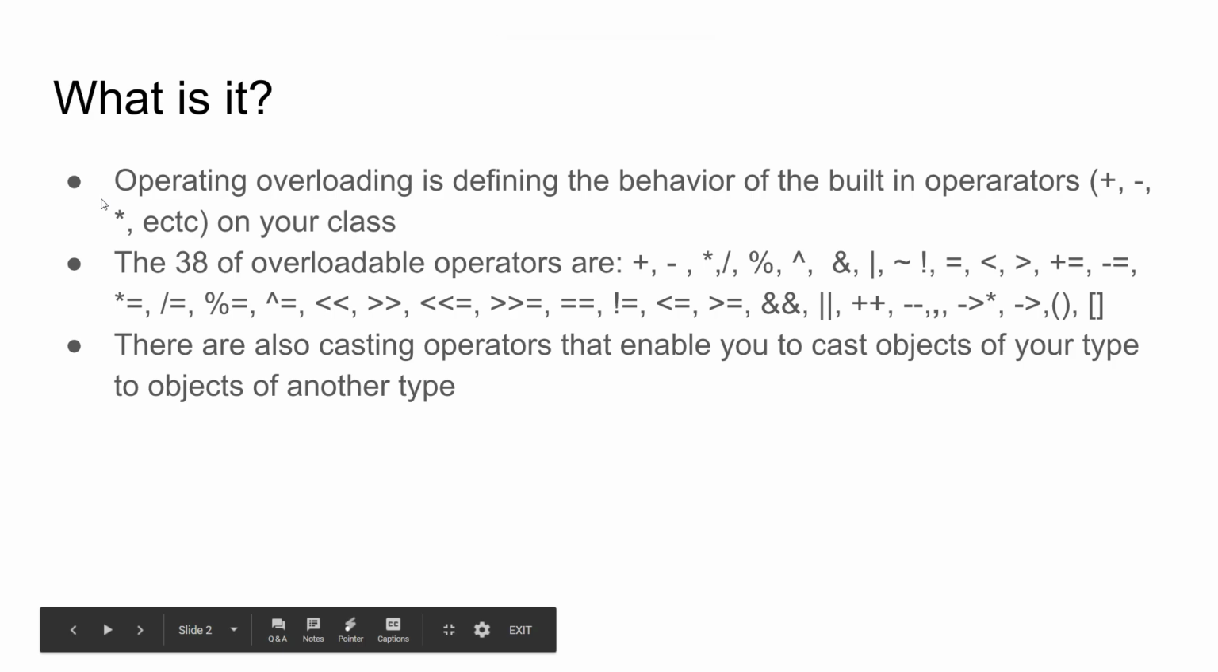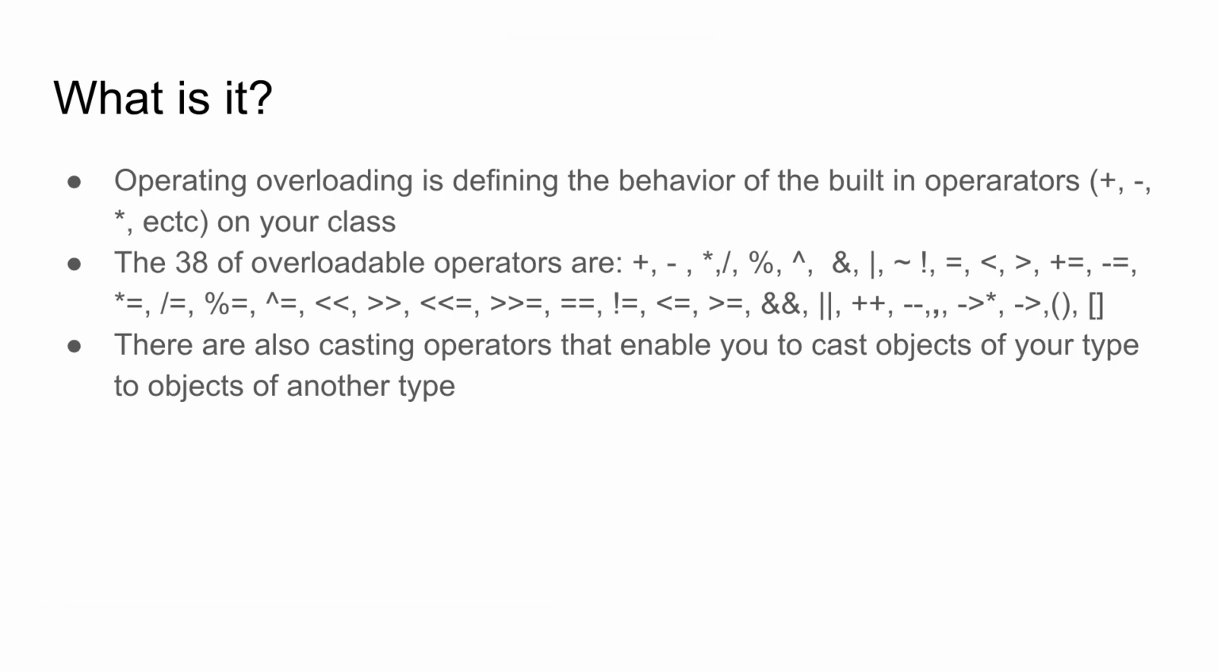Operator overloading is defining how the built-in operators, plus, minus, times, etc., operate on instances of your class. So you define functions that should be called whenever we encounter this operation with your class and some other type, if it takes another type. These are a list of all of the operators that you can support if you wanted to. It's a lot. There's 38 of them. And there's also casting operators that let you specify how your object should be cast into another type of object.